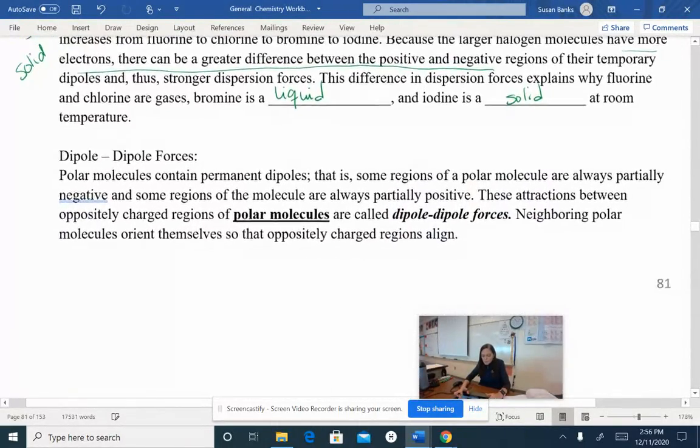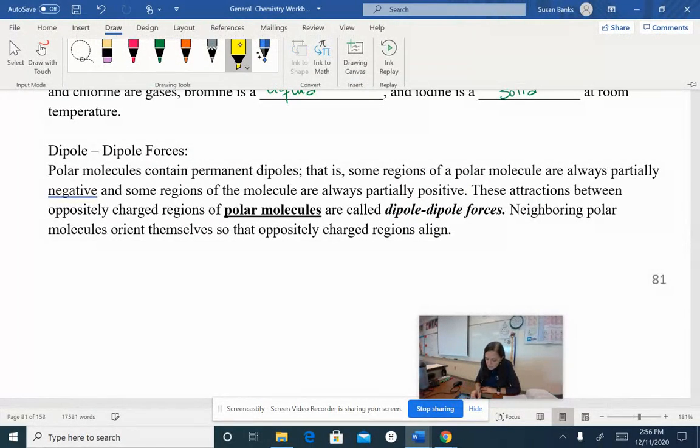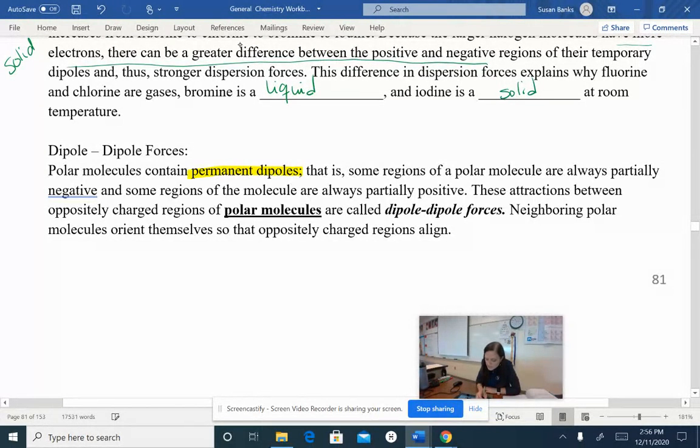Dipole. Polar molecules contain permanent dipoles. So these aren't temporary anymore. These are permanent because they are polar molecules. That is, some regions of a polar molecule are always partially negative, and some regions are always partially positive. These attractions between oppositely charged regions of polar molecules are called dipole-dipole effects or forces. Neighboring polar molecules orient themselves so that opposite charged regions align.